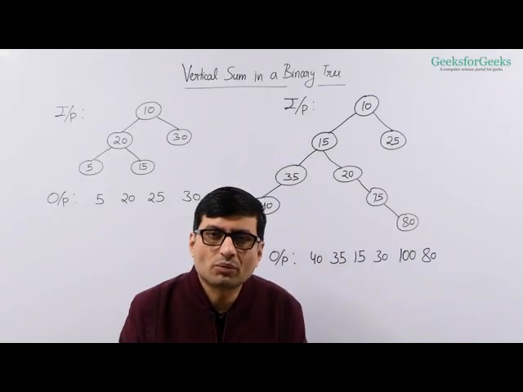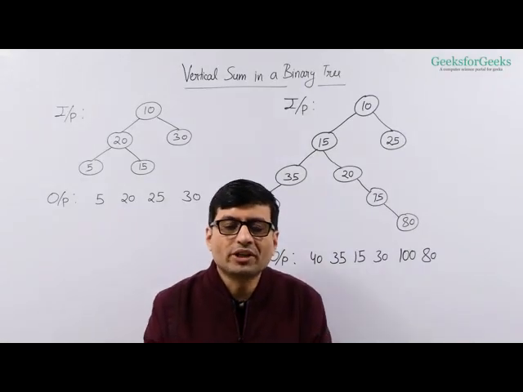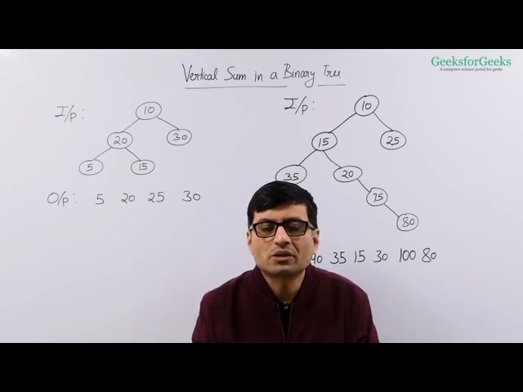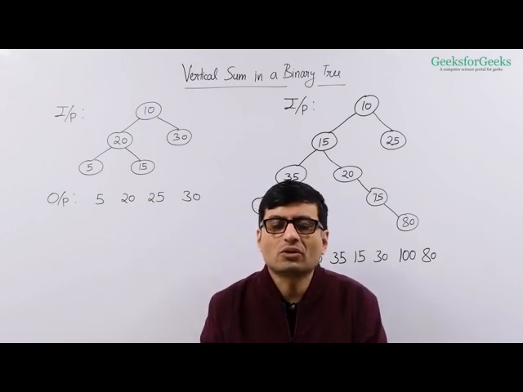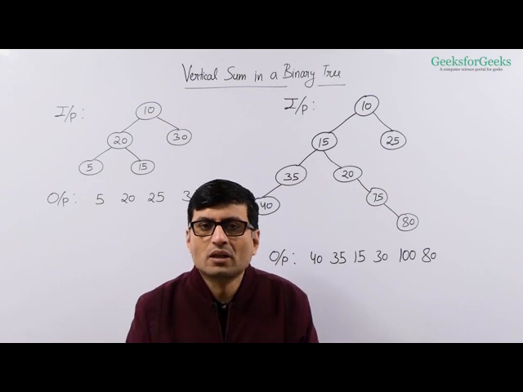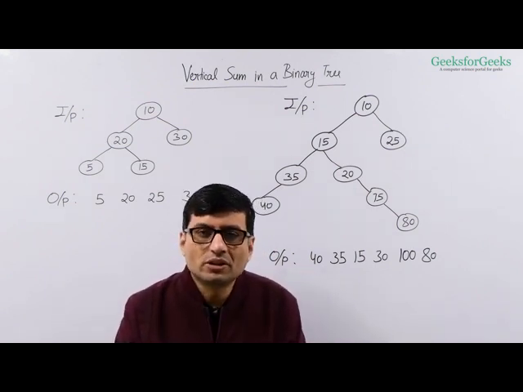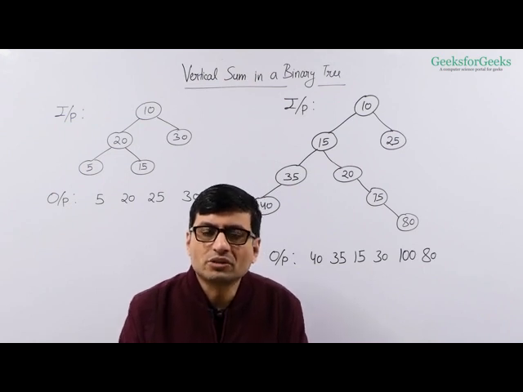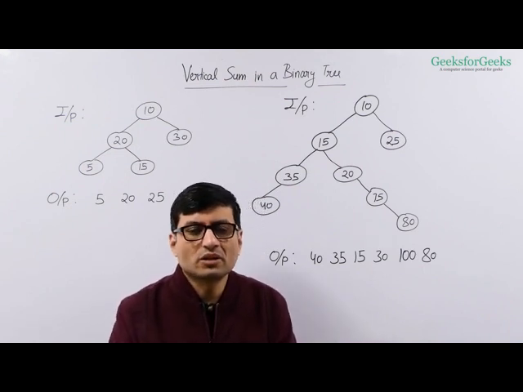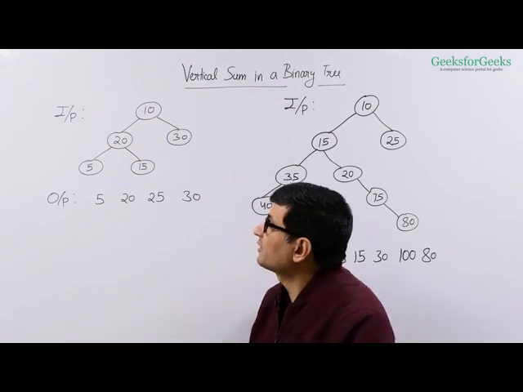Let us talk about this problem. We are given a binary tree. We need to find out the sum of nodes that are on the same vertical line. When we say the nodes are on the same vertical line, it means the horizontal distance of these nodes from the root is the same. Let's define this term, horizontal distance.